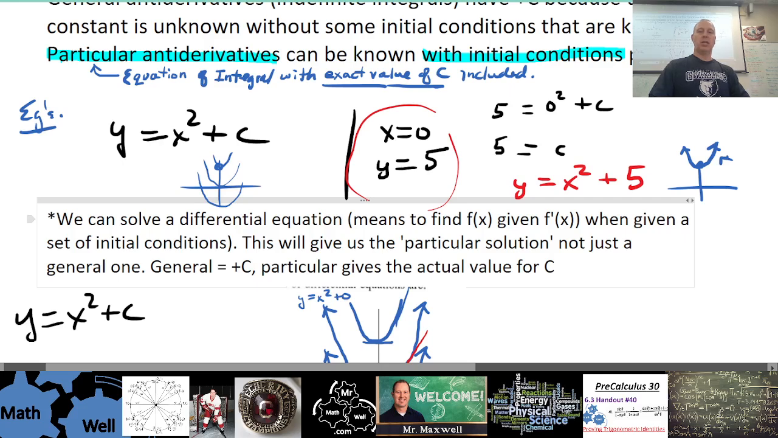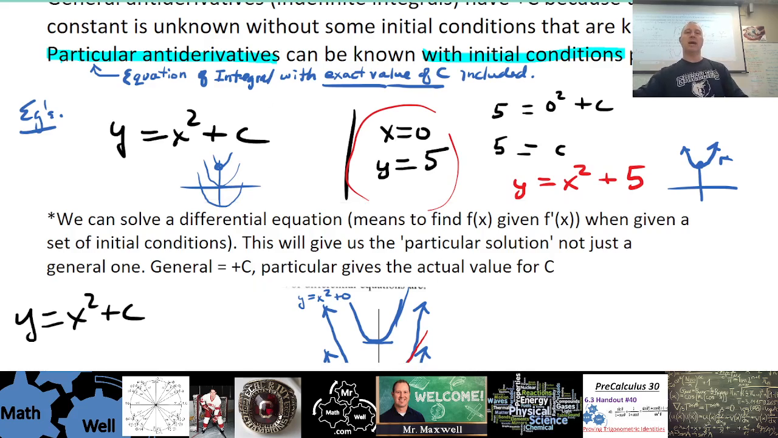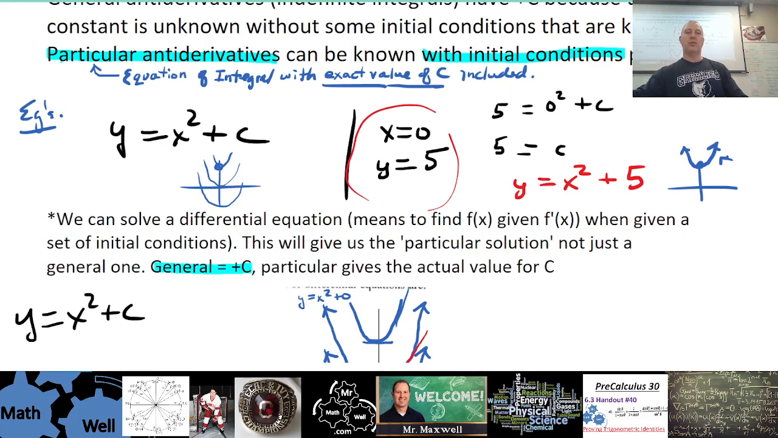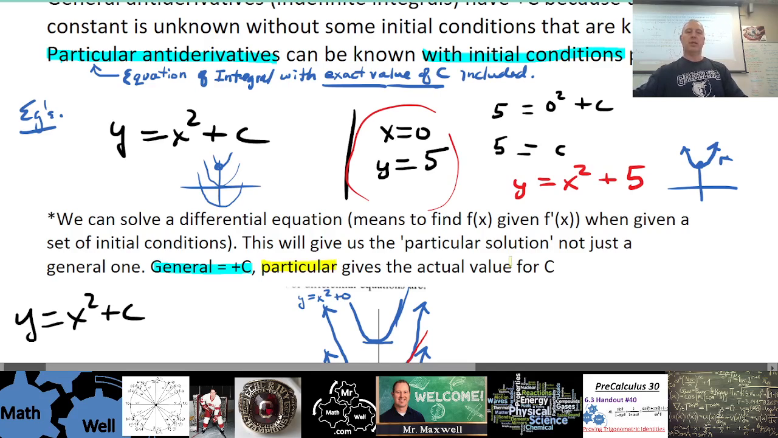This will give us the particular solution, not just a general one. So the general has the plus c, remember, and particular gives an actual value for c. So those are two important things to remember. General is plus c, and particular gives us an actual value for c.